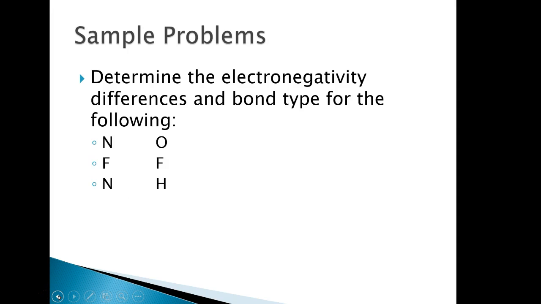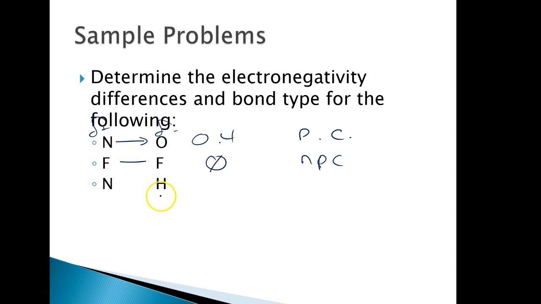Look up those three, and look up the numbers, and then subtract them. So if you do nitrogen and oxygen, I get a subtraction of 0.4, which means it's just barely polar covalent. So the electrons are spending more time here, partial negative, partial positive. If I do fluorine and fluorine, 3.98 minus 3.98 is 0. That means non-polar covalent. It is dead even in between them. There is no variation at all.